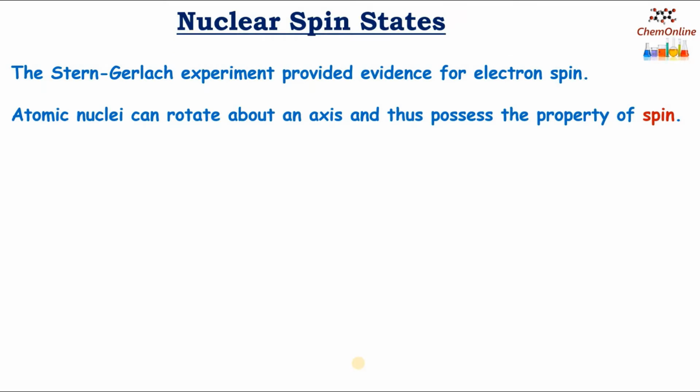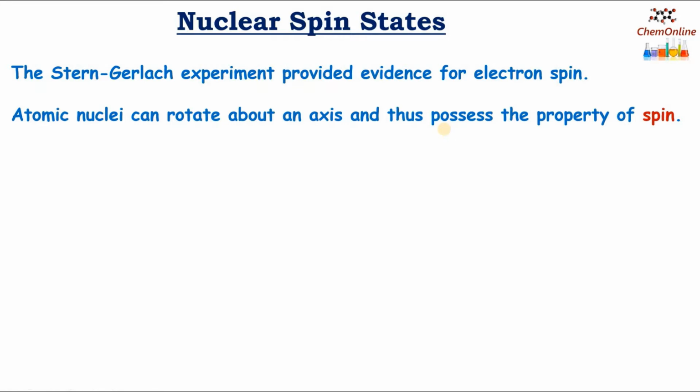Before going to the theory of NMR spectroscopy, let's discuss the nuclear spin states. We know that an electron is a negatively charged species which rotates about its axis and possesses a property called spin. And the spin nature of electron was determined by Stern-Gerlach experiment. Similarly, certain atomic nuclei also possess the property of spin. That is, the atomic nuclei can rotate about an axis and thus possess the property of spin.